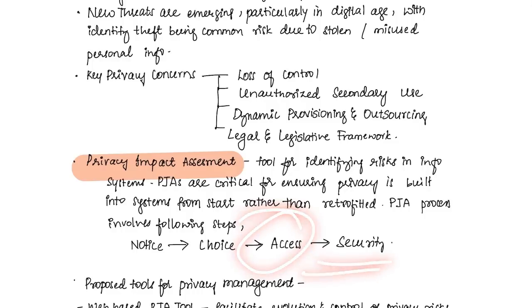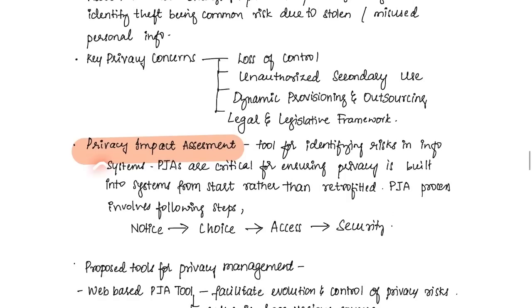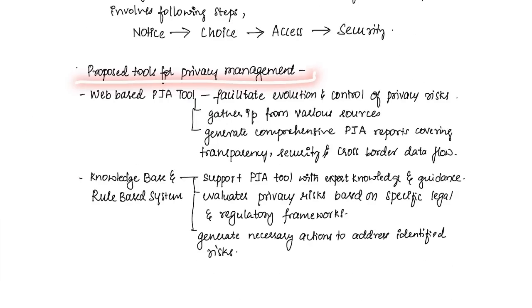Then you have security. So organizations should take reasonable steps to protect user data from unauthorized access or data breaches happening. So these are the four steps which are involved in the privacy impact assessment. Next we have proposed tools for privacy management. So it is very important to manage our data properly, manage our privacy properly, and there are certain tools which have been specified. So the first one is the web-based PIA tool.